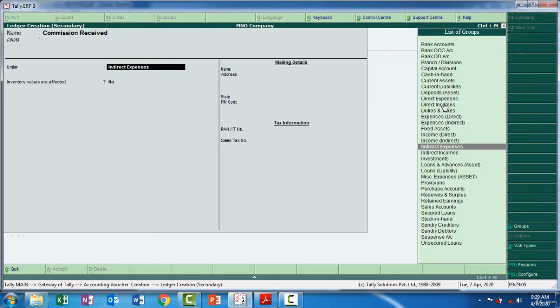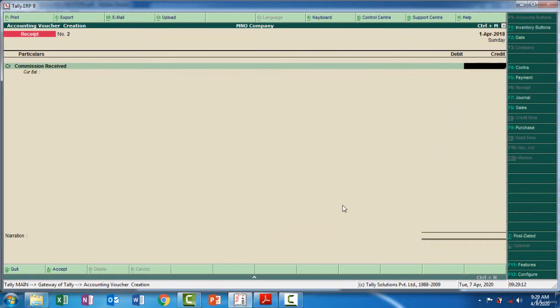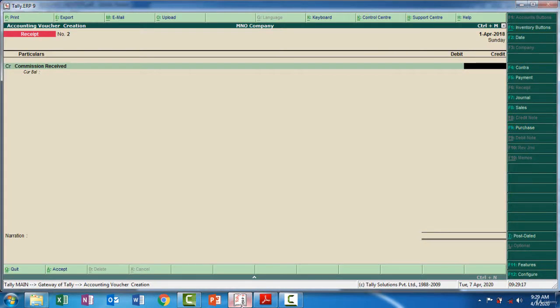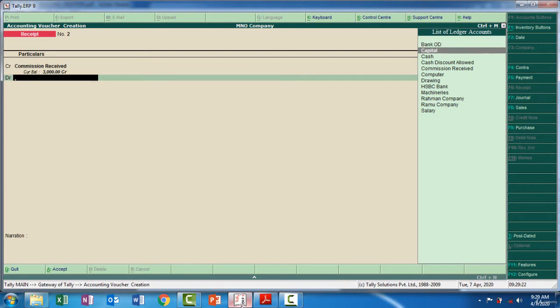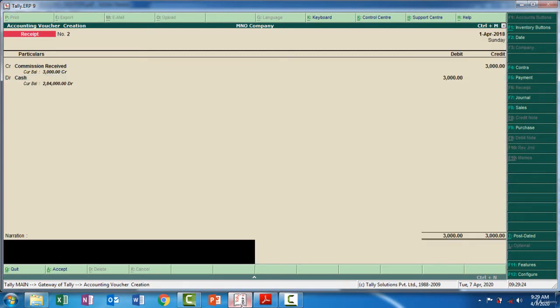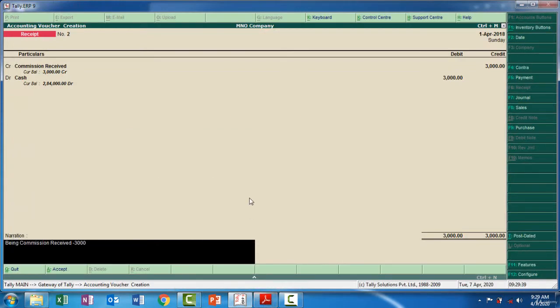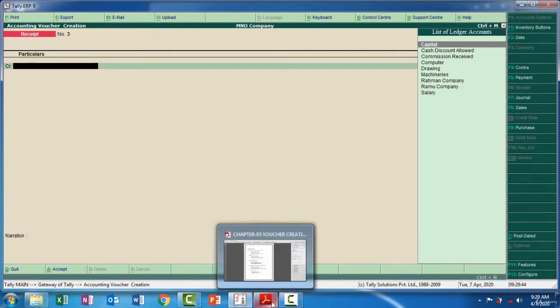It is one of the indirect income, so I am going to choose indirect income, then yes. How much is it? 3,000, so I'm going to type 3,000. Then what will happen? The cash account increases, so cash account debit 3,000. The narration is commission received 3,000. Then enter, yes.